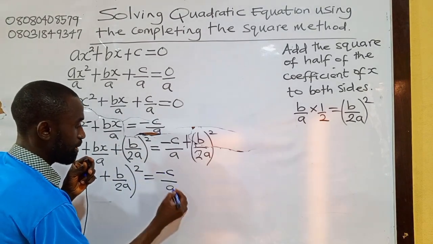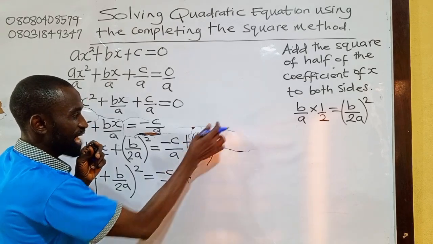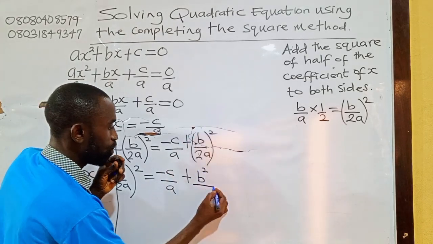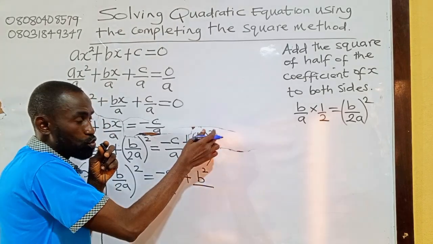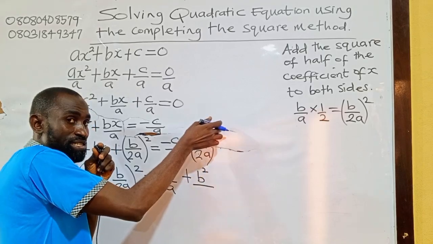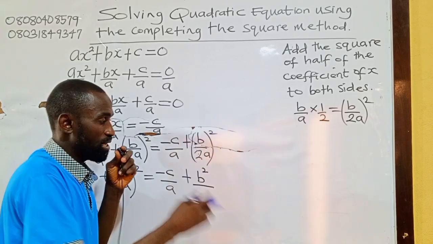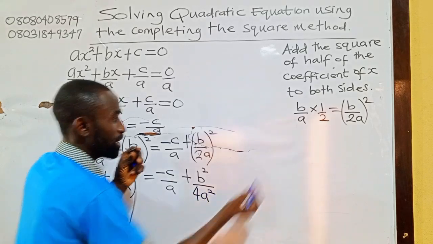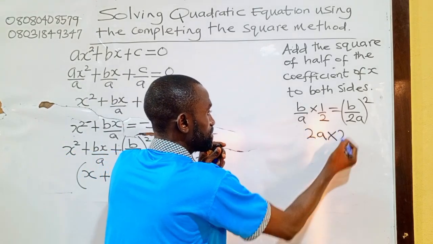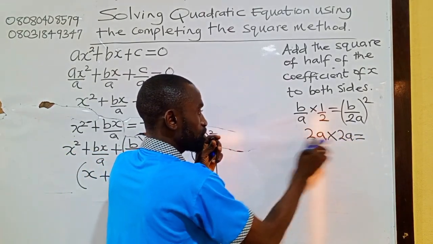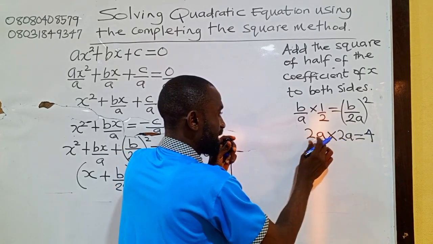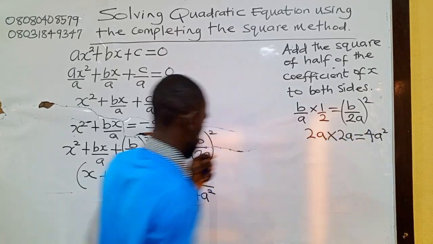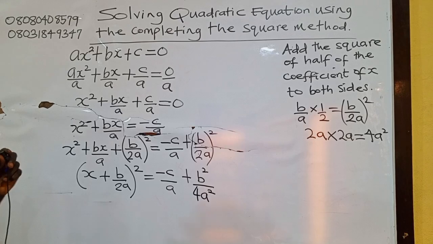Minus c all over a plus b times b, which is b squared, all over 2a times 2a. You know, this is 2a squared. It means 2a times 2a. What is 2a times 2a? It gives us what now? 4a squared. Look at this: 2a times 2a equals 2 times 2, 4, a times a, a squared. So we have 4a squared here.